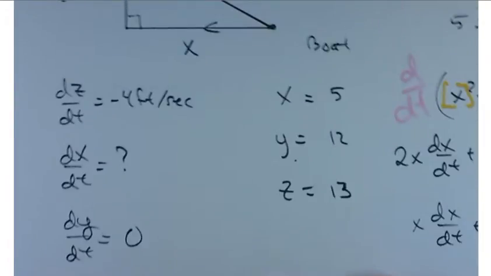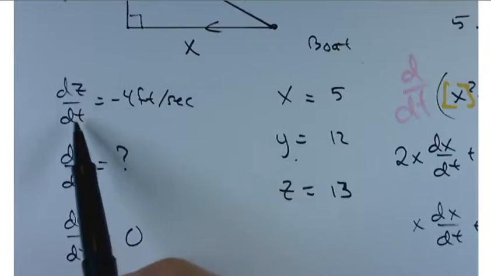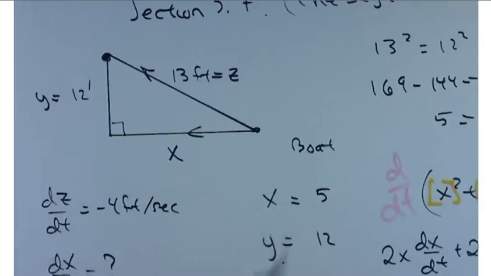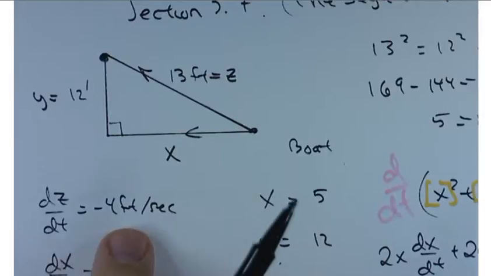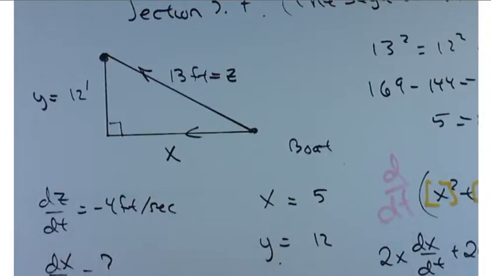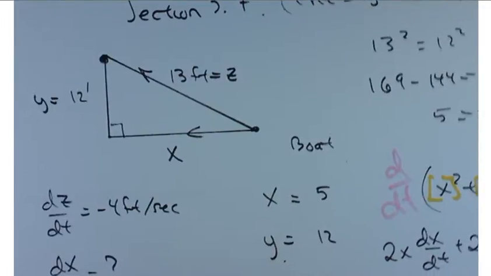dz by dt would be the rate of change with respect to time of this side. And that rate of change is how fast you're reeling in the rope. So that was given to you as a negative 4 feet per second. That's how fast this is. That's really cranking in the rope pretty fast too. So again, perhaps not well thought out in this sense, but a good example of a related rates problem dealing with the Pythagorean theorem.